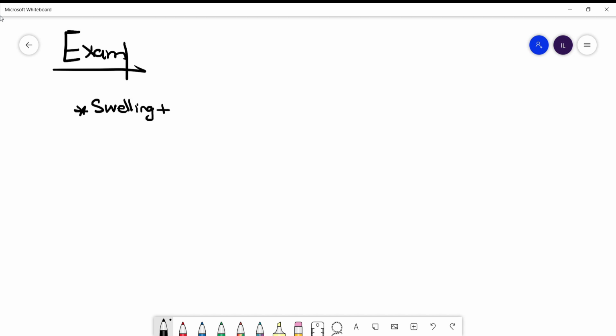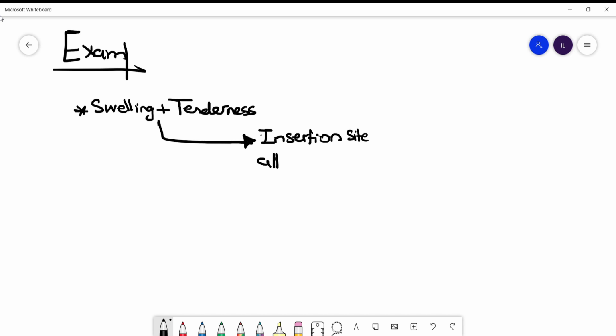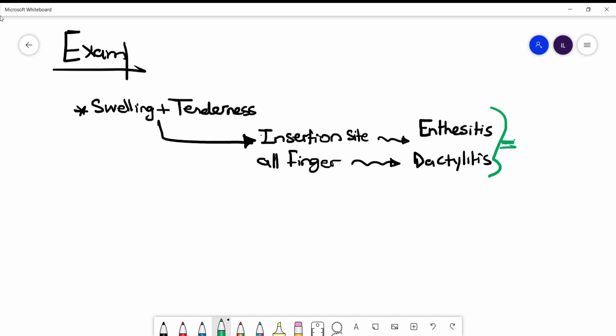If the patient has a swelling and tenderness in one of the joints, then it means that there's an inflammatory process. What if the patient has inflammation in the insertion site or in the whole finger? So in the insertion site of the tendon, we call it enthesitis. And if the whole finger is involved, we call it dactylitis. And both of these are seen in reactive arthritis and psoriatic arthritis.